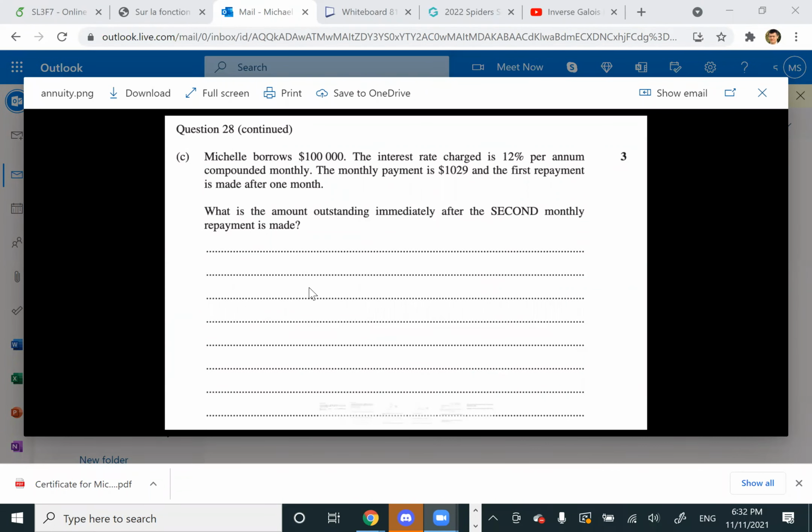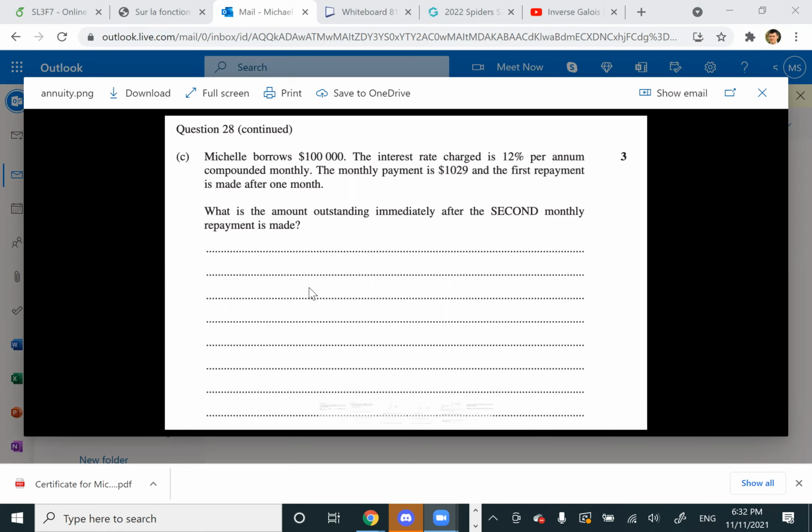Okay, so Michelle borrows $100,000. The interest rate is 12% per annum compounded monthly. The monthly payment is that, and the first repayment is made after 1 month. That sounds very reasonable. When I did it, I think 12%. She's borrowing $100,000 on a credit card or something.